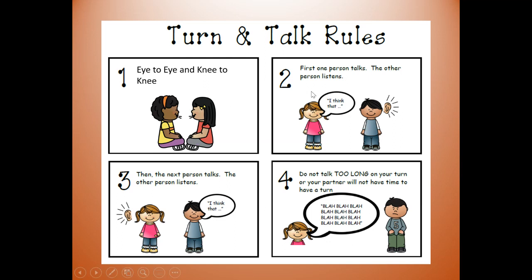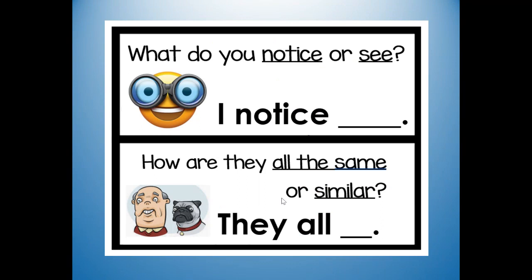So number 2, first one person talks, the other person listens. Number 3, then the next person talks, the other person listens. But number 4, don't talk too long on your turn or your partner will not have time to have a turn. So for each group of pictures, I'm going to say, what do you notice or see?